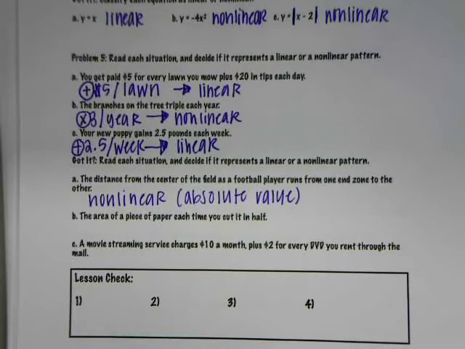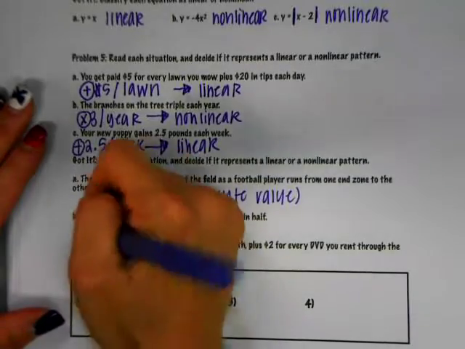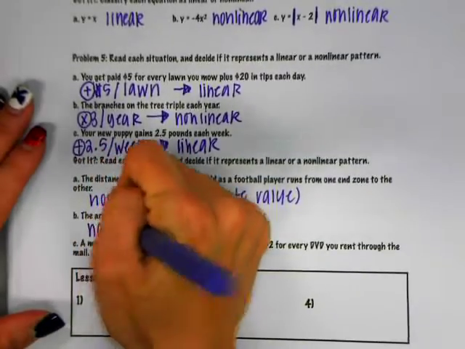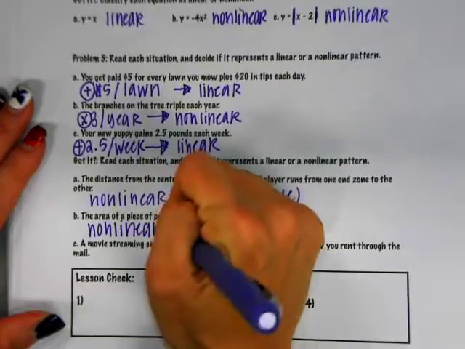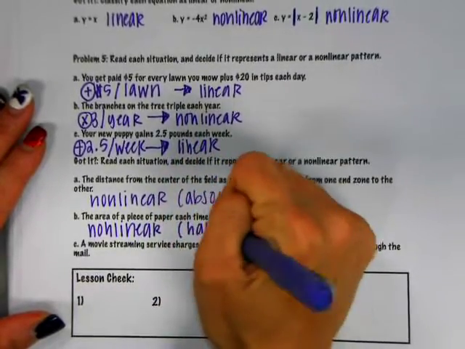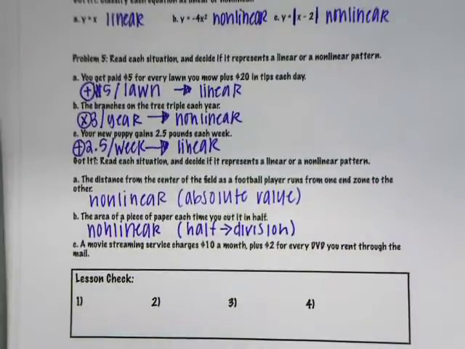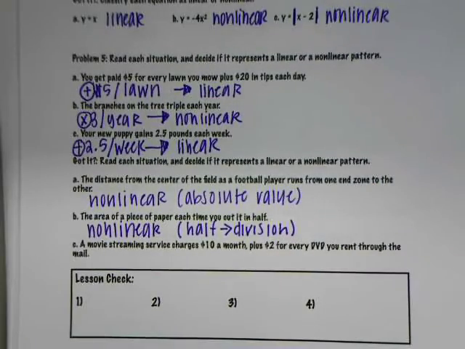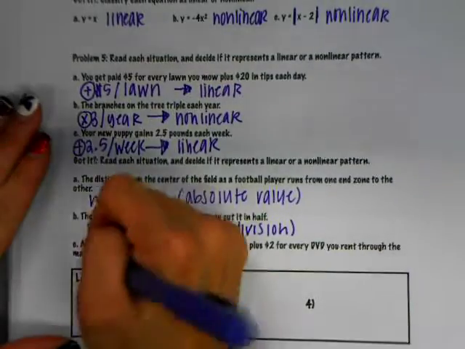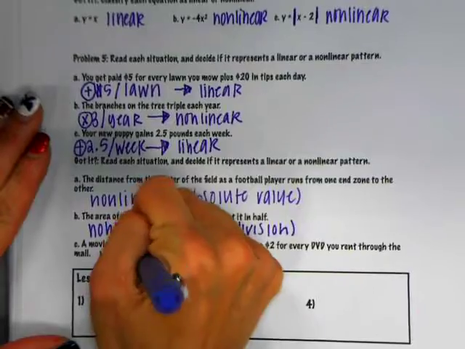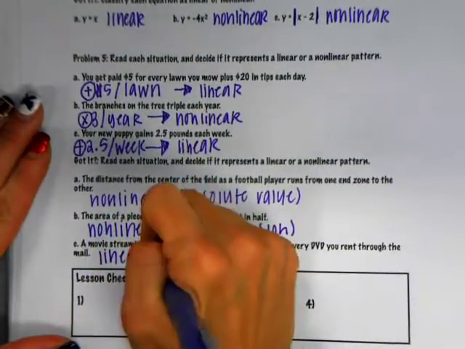All right, the area of a piece of paper each time you cut it in half. It's going to be nonlinear because it's cutting it in half. That's division, right? A movie streaming service charges $10 a month plus $2 for every DVD you rent through the mail. Linear, yep, because you're adding $2 for every DVD.